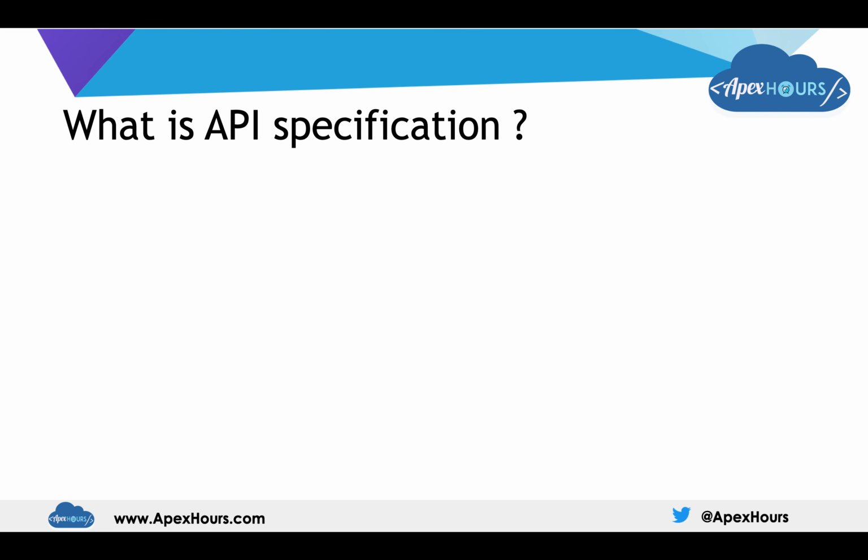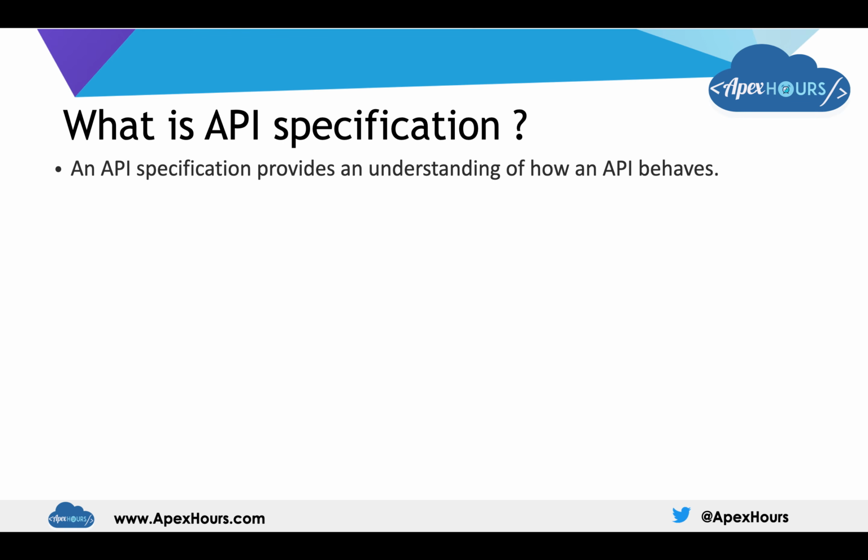Now coming to our designing phase, before discussing what is designing of a RAML or designing of an API, what is an API specification? That is very important. API specification provides an understanding of how your API behaves.